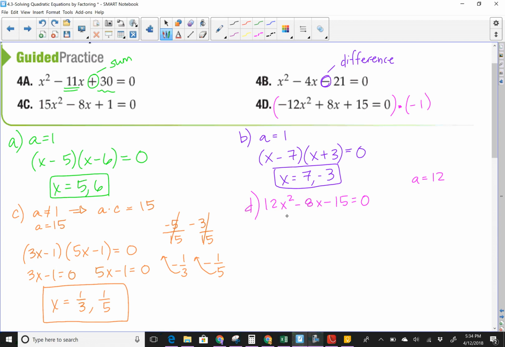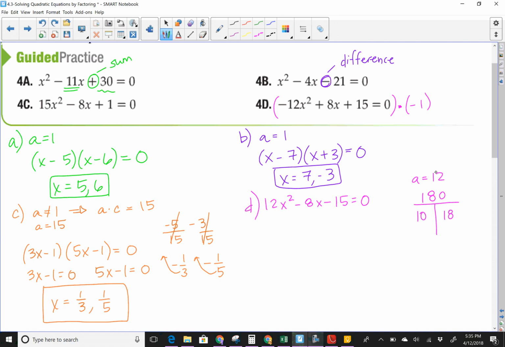So I have to multiply 12 times 15, which I'm sure you all know is 180. And I'm looking for the factors of 180 that subtract to give me 8. Well, hopefully the first thing that came to mind was 10 and 18. So you can divide like I did there.